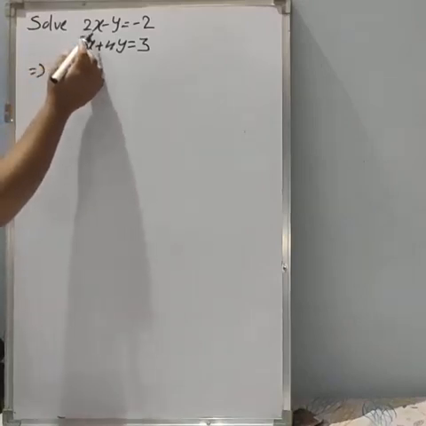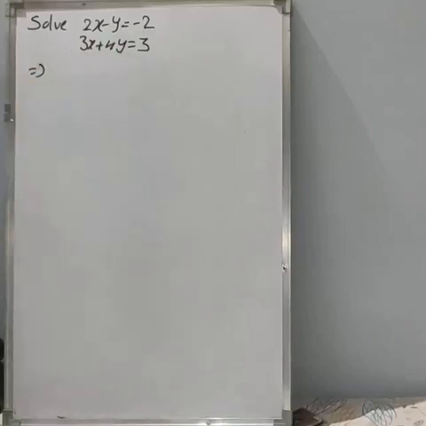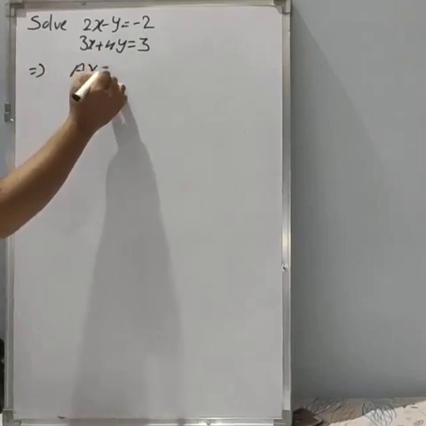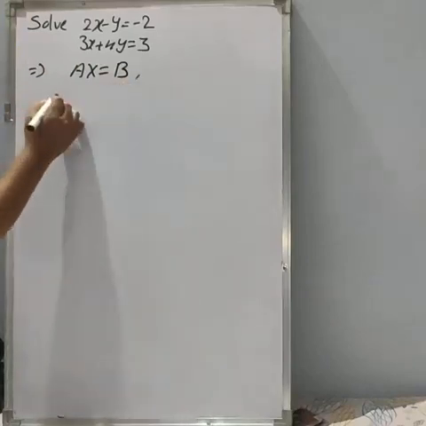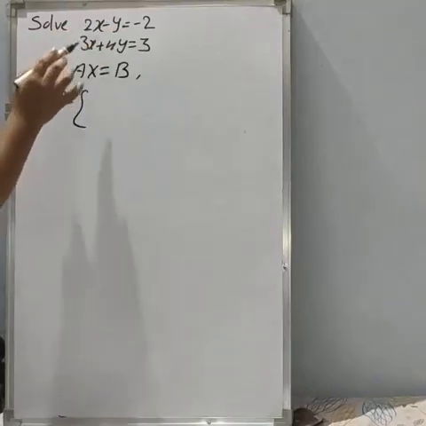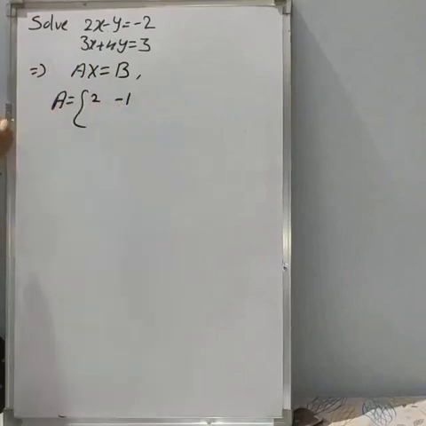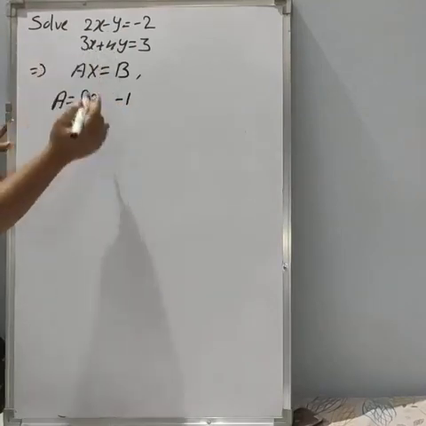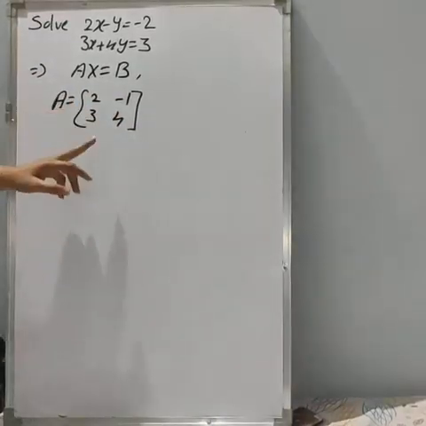Here this system is given: 2x minus y is equal to minus 2, 3x plus 4y is equal to 3. Then first we have to consider the equation AX is equal to B. Where, what is A? The matrix A is nothing but the coefficients of x and y. So in the first equation, here we have 2, here we have minus 1. Write down 2 and minus 1, that is your first row. Here we have 3, here we have 4. So write down 3 and 4 as your second row. Okay, so 2, minus 1, 3, 4.